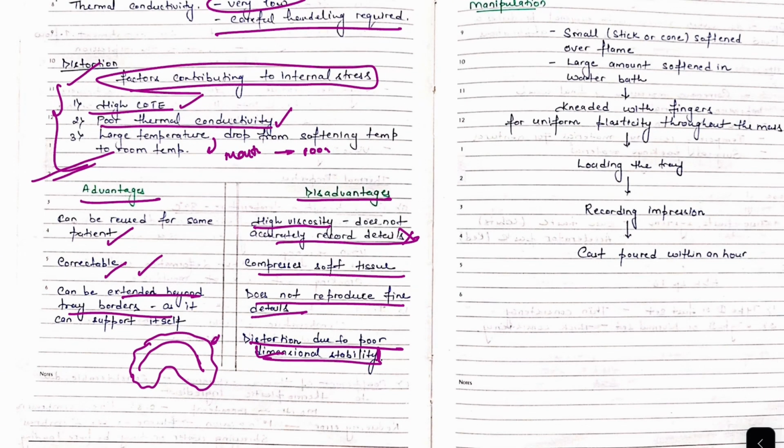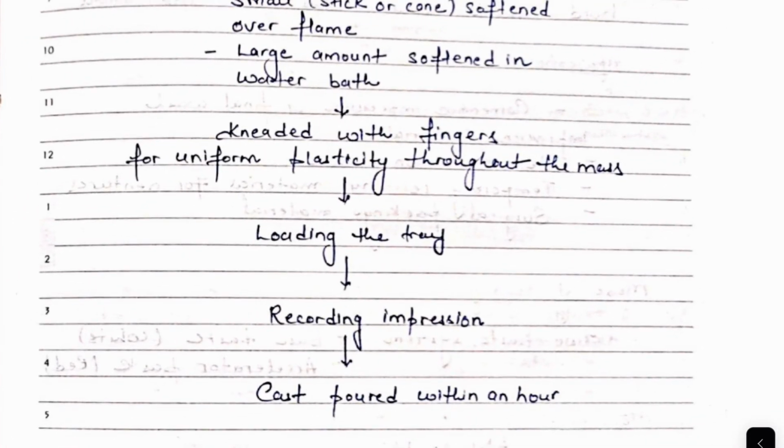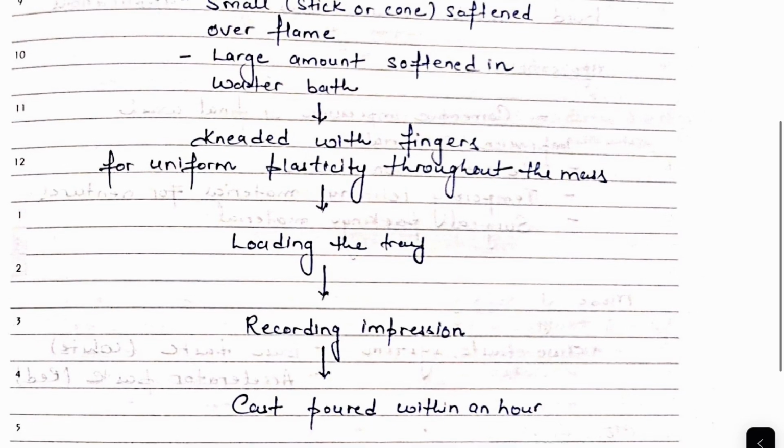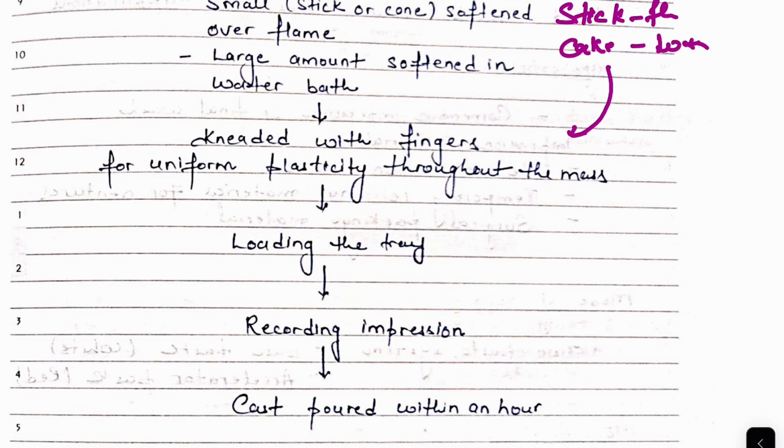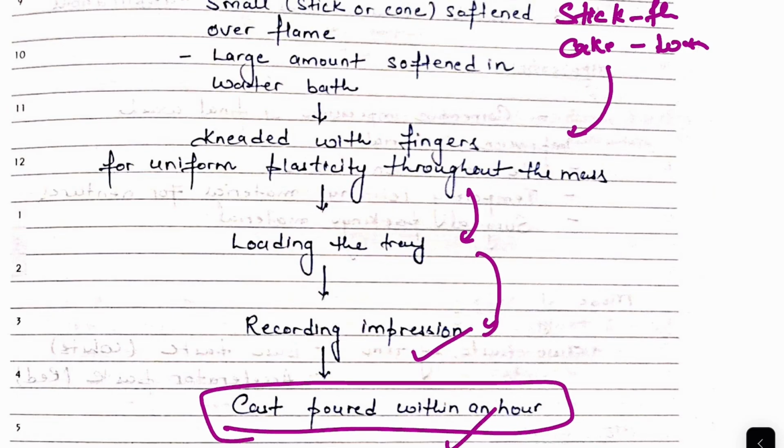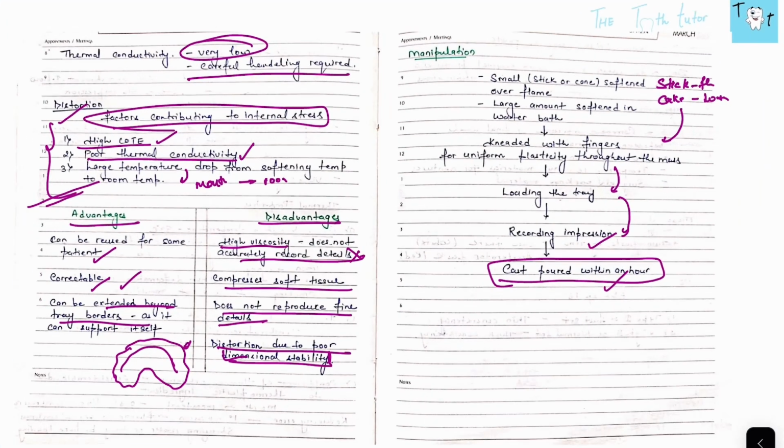Now talking about the manipulation, we know how we manipulate it. If we have a stick, we heat it directly over a flame, or if we have a cake, we put it in a water bath. Then we knead it with fingers to distribute the heat throughout. We load it on a tray, place it in the mouth or oral cavity, record the impression, and cast within an hour. So we are done with the first topic, that is impression compound.